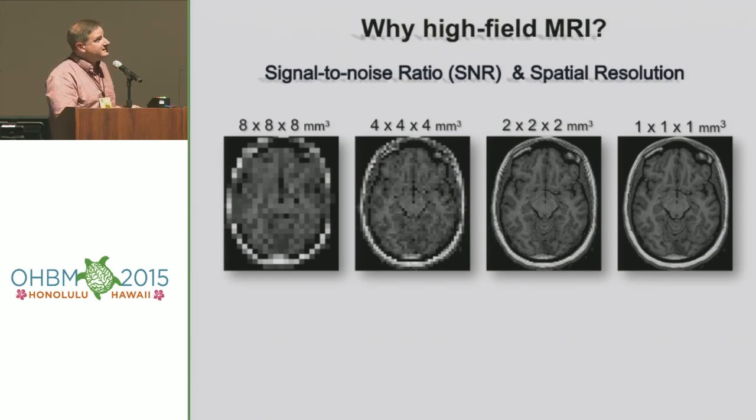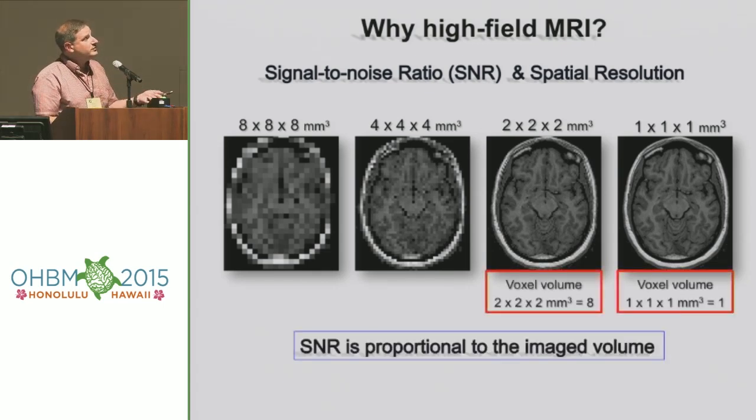Initially, it's not that striking, but when you're trying to compare between the 2 by 2 to 1 by 1, that's an 8 times difference in SNR. So you need 8 times more averages to get from the 2 by 2 voxel to a 1 by 1 in order to get the high resolution. Everything boils down to SNR because the signal is proportional to the volume that you're actually imaging.